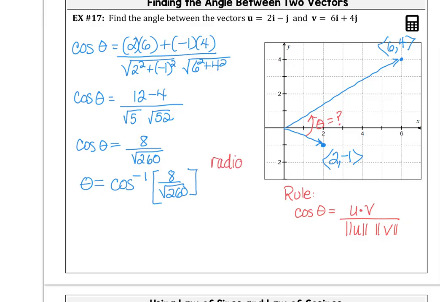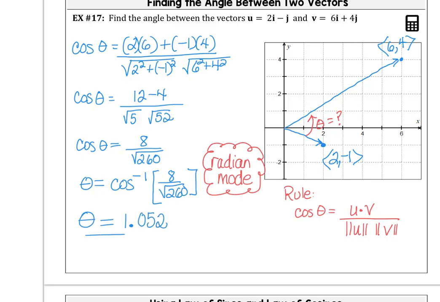A little caution here. Check your calculator that you're in radian mode. If you're not in radian mode, you're going to get the wrong answer. And we're going to find out that the angle is 1.052 radians. So it's a little around 60 degrees there, 1.052 radians.